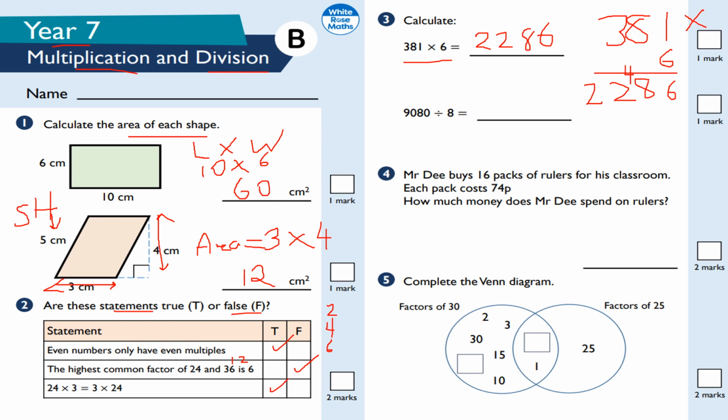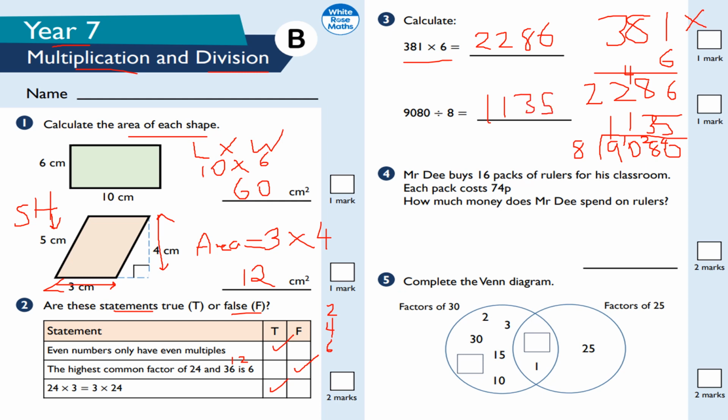For the next part, I'm going to be using the bus stop method. So 9080 divided by 8. So 8 into 9 goes once with 1 left over. 8 into 10 goes once with 2 left over. 8 into 28 goes 3 times with 4 left over. 8 into 40 goes 5 times. So the answer is 1135 for that one.